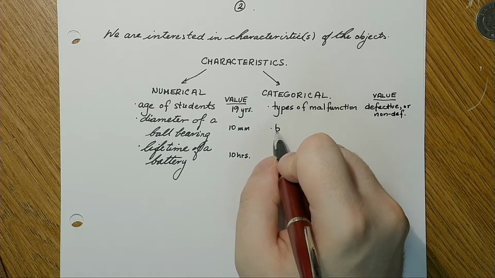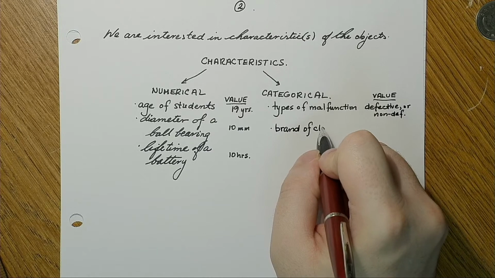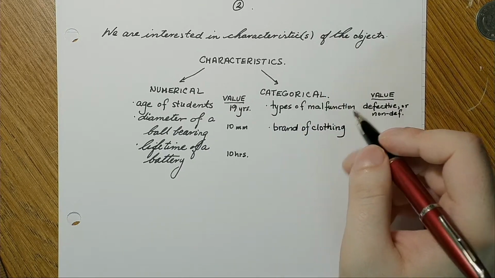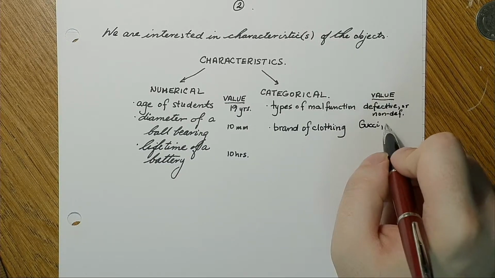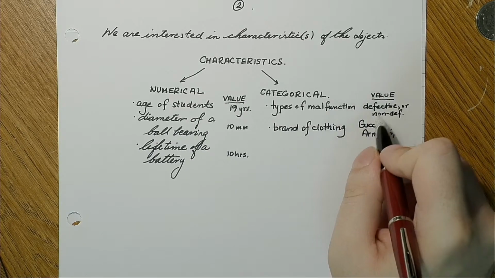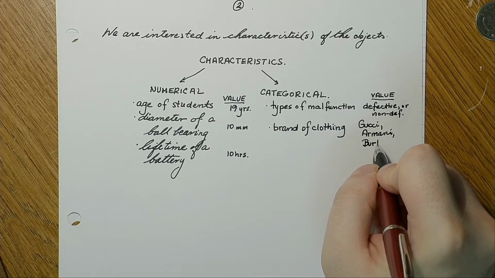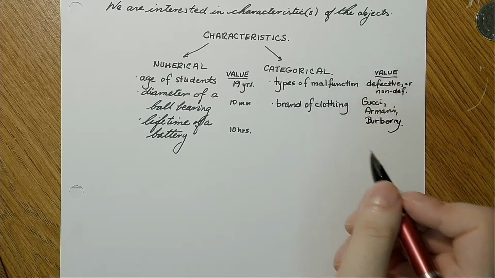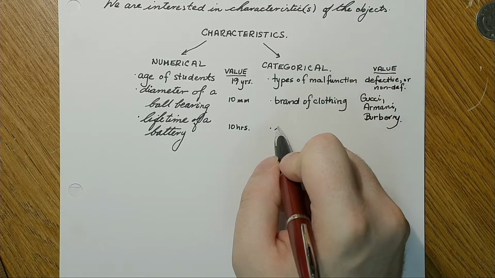I could talk, say, about a brand of clothing. So you could have, say, Gucci, Armani, Burberry. So again, those aren't numbers. Those are the values. We could also talk about things like educational level.